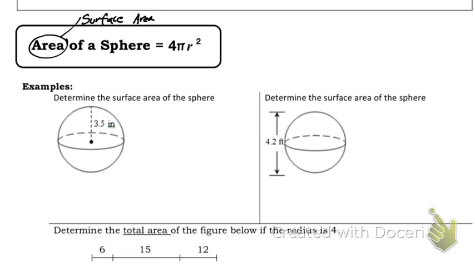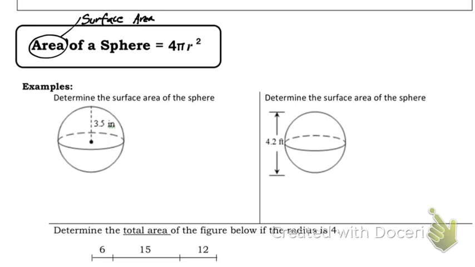Volume of a sphere was 4/3 pi r cubed. Surface area of a sphere is 4 pi r squared, so we drop 1 power of r, which makes sense. All right, so we're at 4 pi r squared. This is something that has to just be memorized, right? Just like with the volume of a sphere.